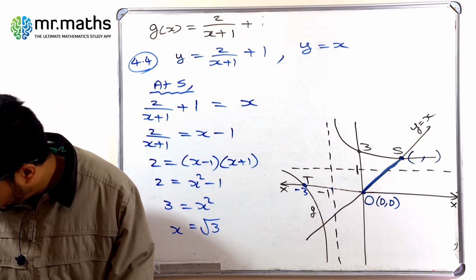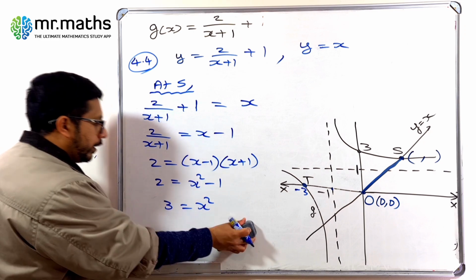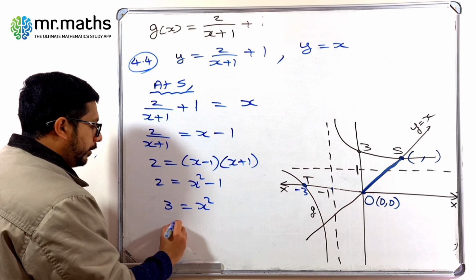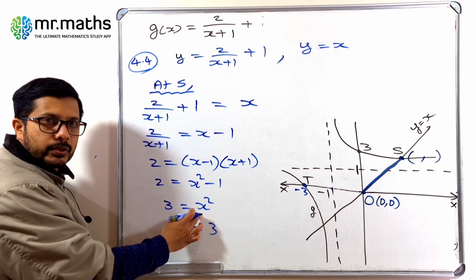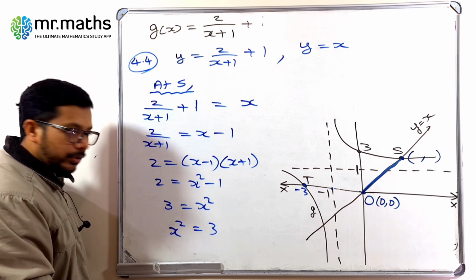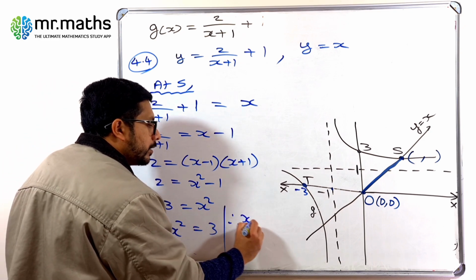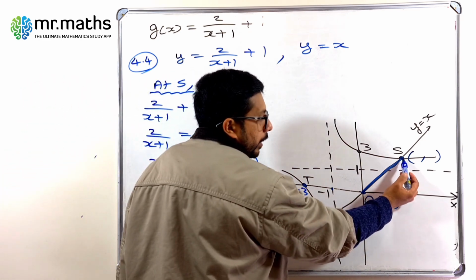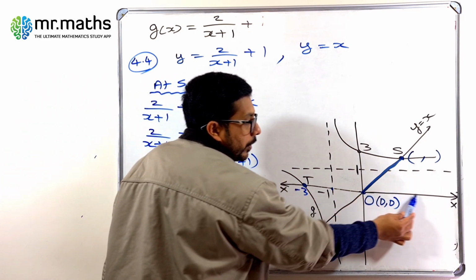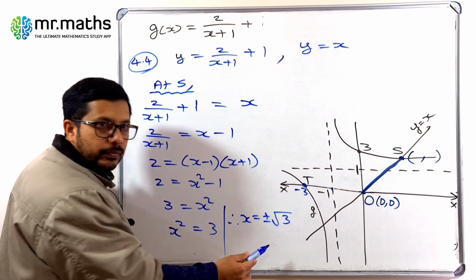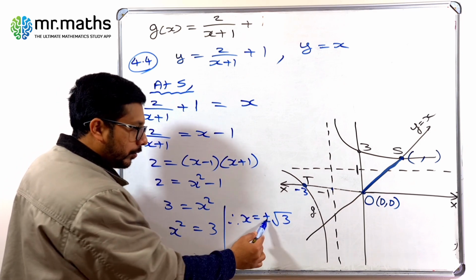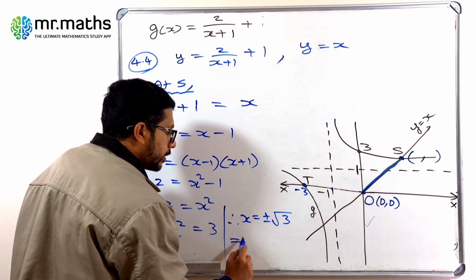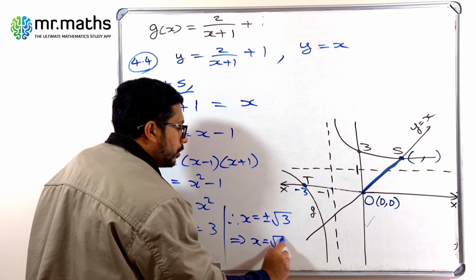Okay, so let me write like this. In effect we have to take only the positive answer. Okay, anyway, x squared is equal to 3. So what is x? Therefore x is equal to plus or minus root 3. So here at this point, we can see that the x value is positive. So which one is the correct x value? Positive root 3 or negative root 3? Of course positive root 3, because here the x value is positive. Okay, so it implies that x is equal to root 3.